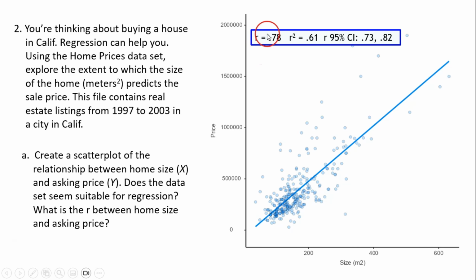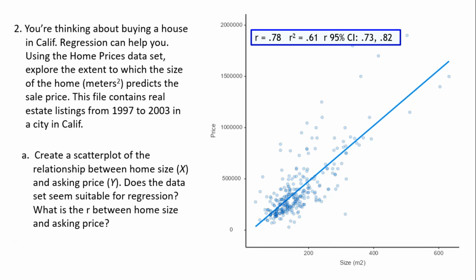If we square that correlation, we get the coefficient of determination. So 0.78 squared is 0.61, and if we multiply 0.61 times 100, you get the percent of shared variability between the two variables. So in this case, about 61% of the variability in price is accounted for by variability in the size of the home.